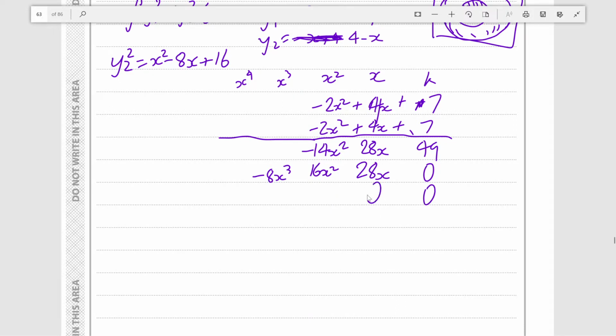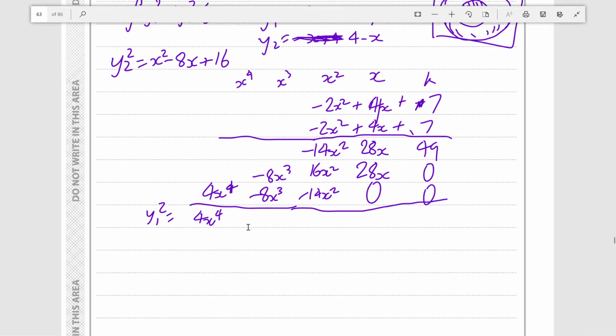Then once again, a 0 and a 0, and we're multiplying by minus 2x squared, so 7 times minus 2x squared, minus 14x squared. And then 4x times minus 2x squared, minus 8x cubed. And then minus 2x squared times minus 2x squared is positive 4x to the power of 4. So now we just add this all up, and we get y1 squared is equal to 4x to the 4 minus 16x cubed minus 12x squared plus 56x plus 49.